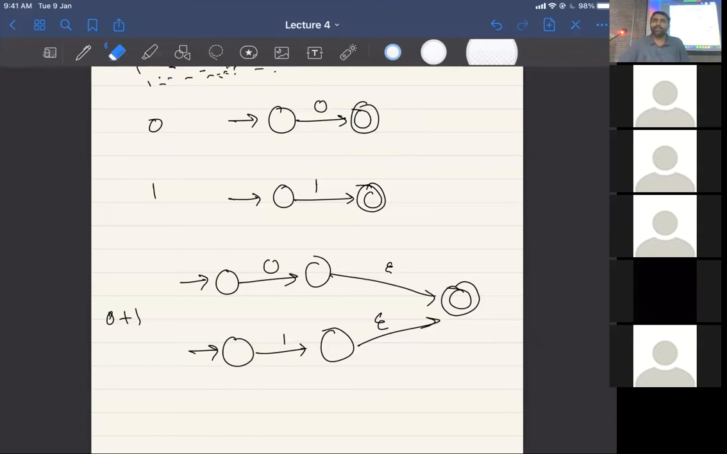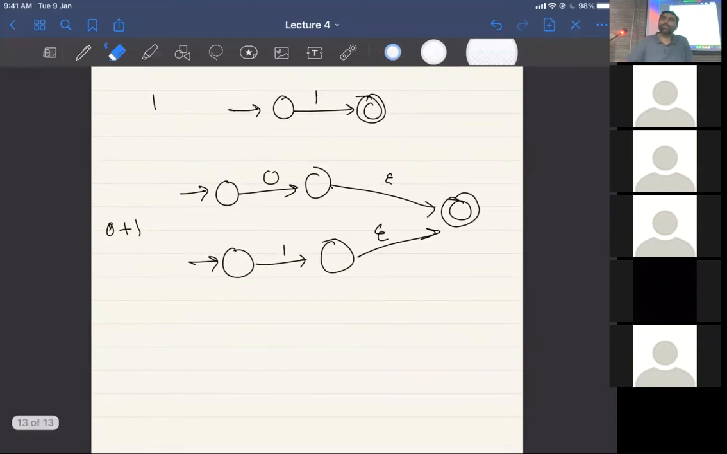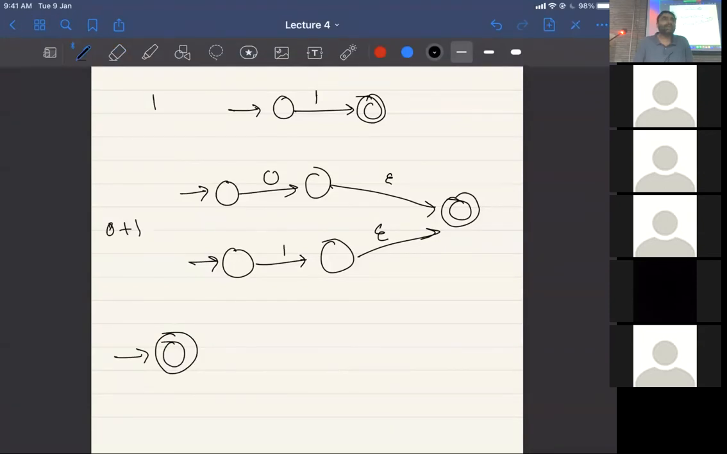Is this clear? So this is the NFA for 0 plus 1. Now we have to cater for the star, which is on the whole of 0 plus 1, right? So what was the mechanism to create an NFA for a star? We create another new state here, make it a final state, and connect this final state to the start state, right?